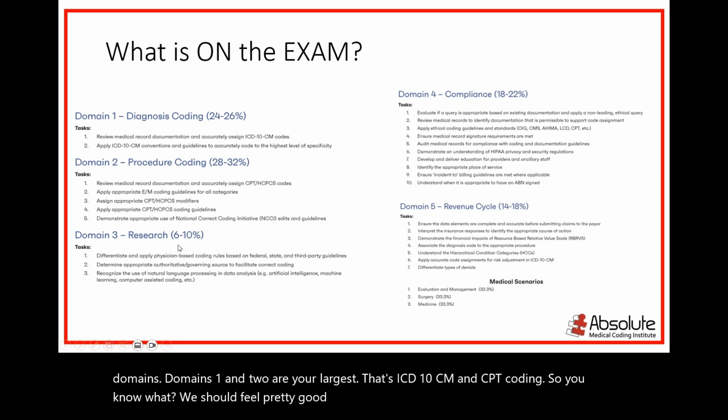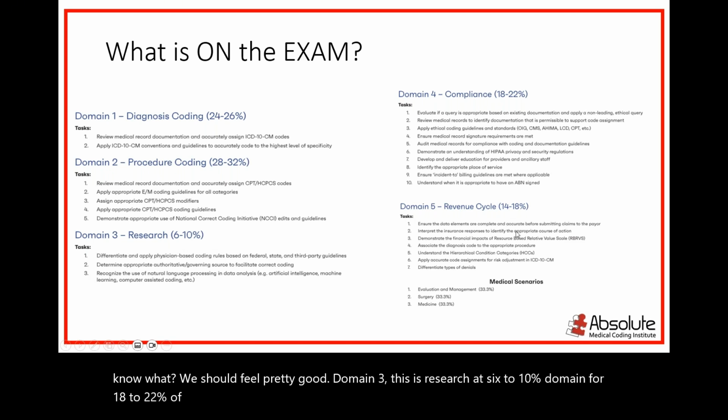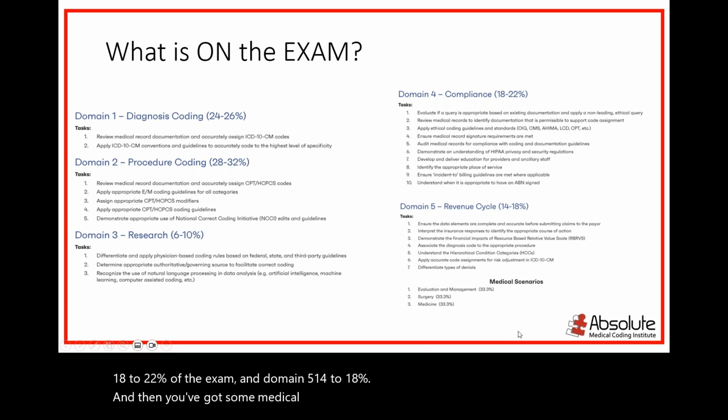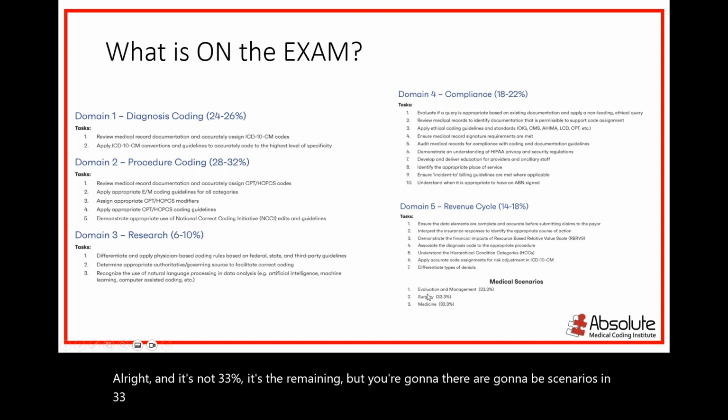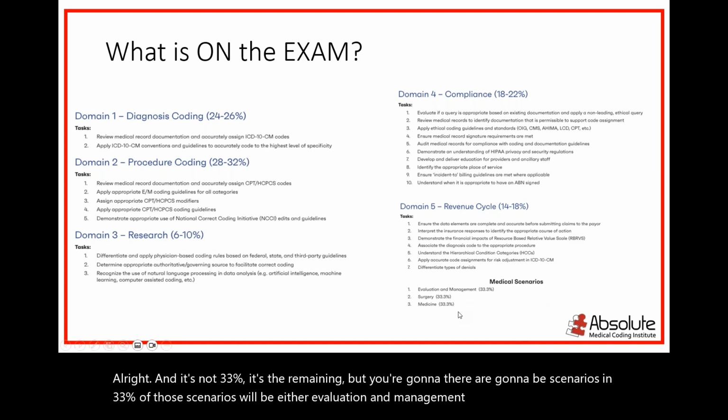Domain 3, this is research at 6 to 10%. Domain 4, 18 to 22% of the exam. And domain 5, 14 to 18%. And then you've got some medical coding scenarios. All right, and it's not 33%, it's the remaining. But there are going to be scenarios, and 33% of those scenarios will be either evaluation and management, surgery, and medicine. All right.